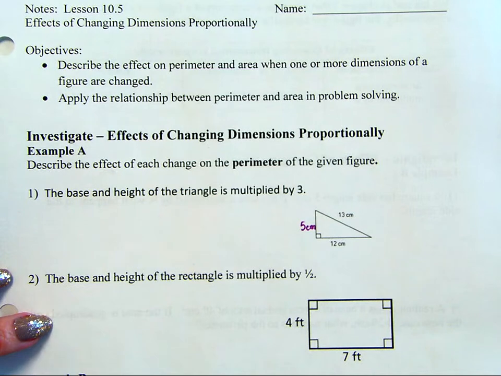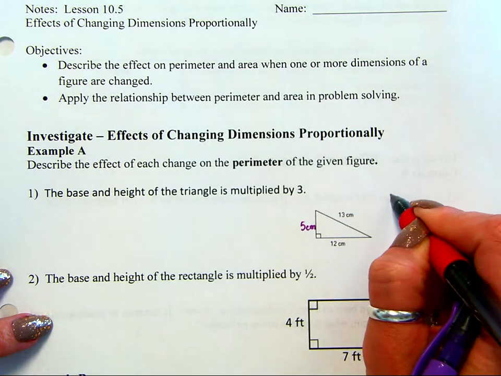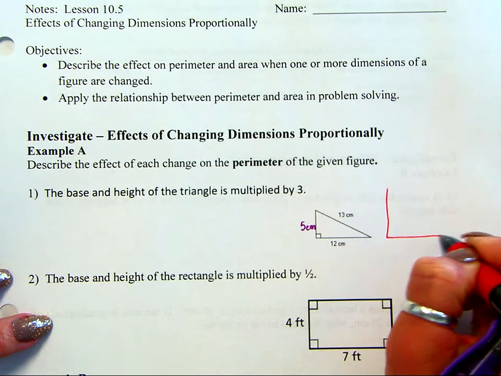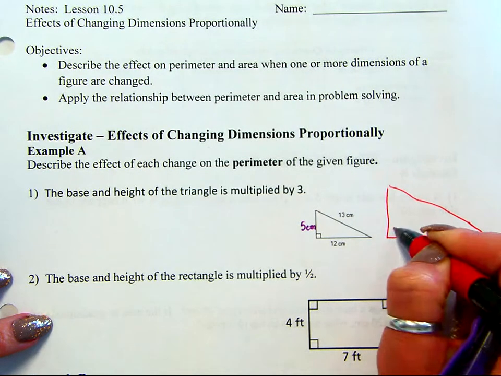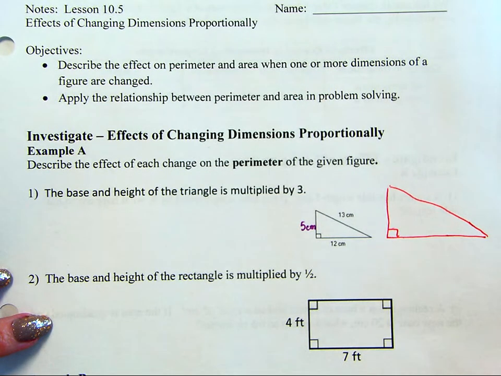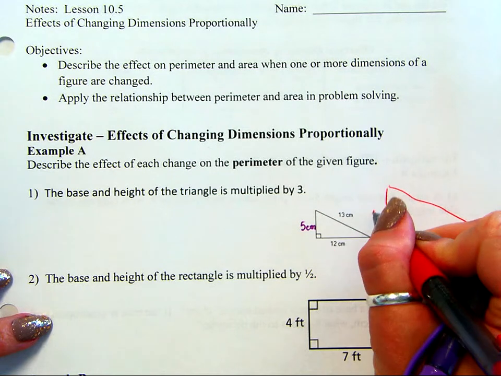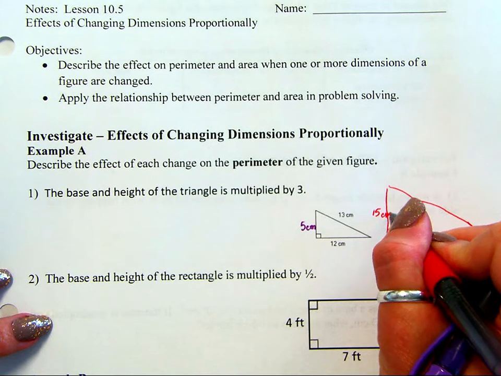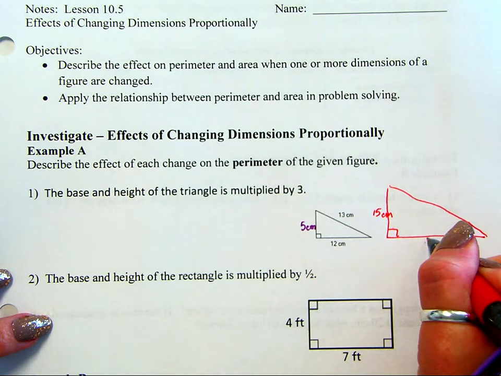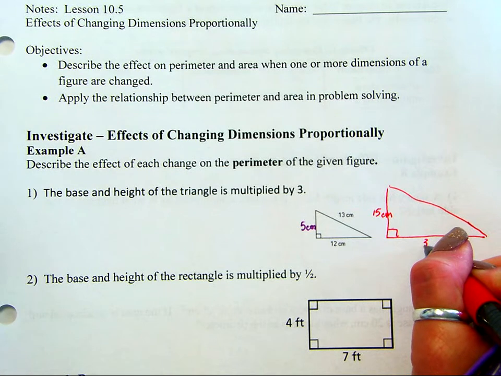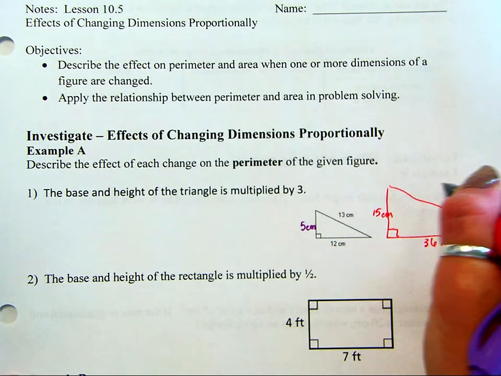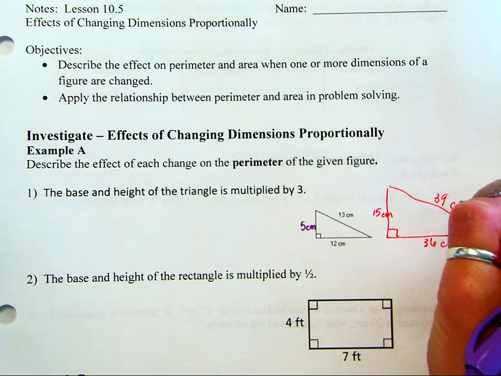So what I want to do is think about, okay, if we multiply the base and the height of our triangle by 3, it's going to make it much larger. And although my drawing's not really to scale, I like to have a visual. So I know 5 times 3, this would be 15 centimeters. 12 times 3, this would be 36 centimeters. And 13 times 3, this would be 39 centimeters.